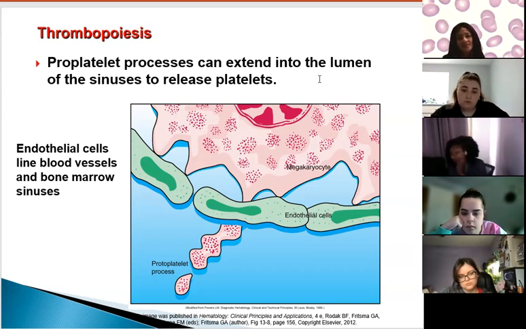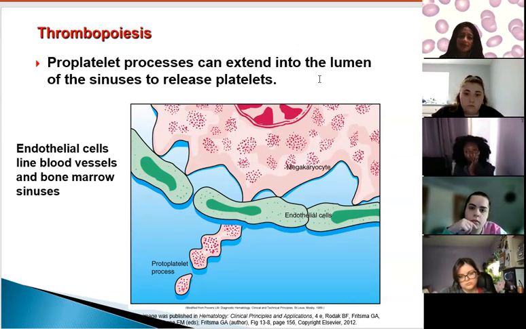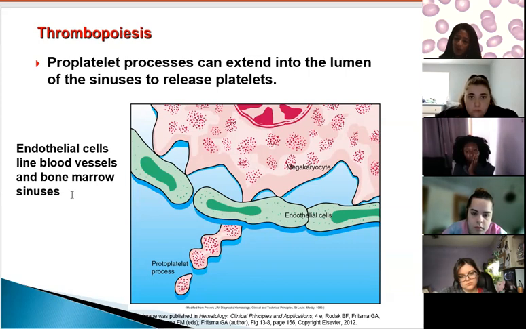So what you see is that these megakaryocytes, the big cells, try to extend these proplatelet processes across the endothelial cells into the peripheral circulation. Okay, the endothelial cells line the blood vessels and the bone marrow sinuses. So that's where the cell is so smart that it knows where it needs to go in order to drop off these platelets. If it doesn't have them ready, it's not going to go there. Okay, so shedding of the platelets into the sinuses is what the actual process is.